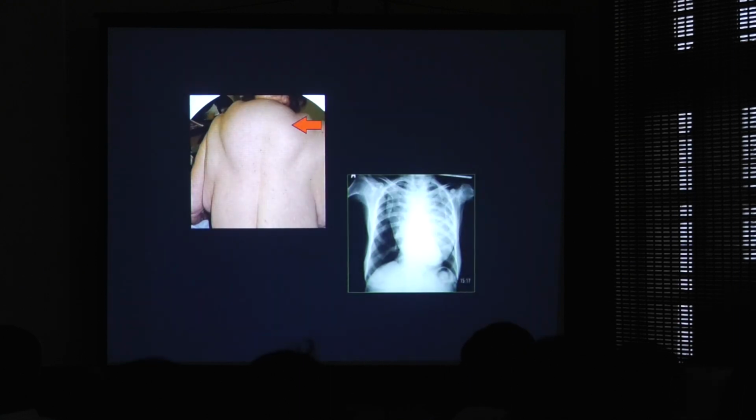But I also want to remind you that sometimes lesions outside the lung, such as a large chest wall lesion, may cast shadows in the chest radiograph. So be careful also to make an assessment of the patient.